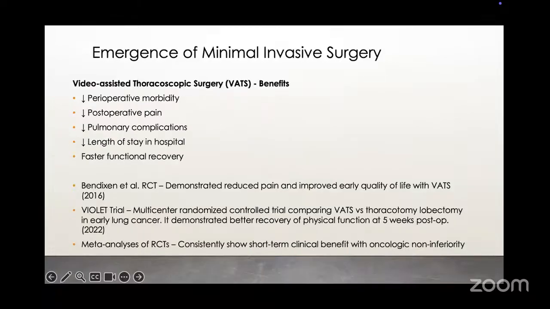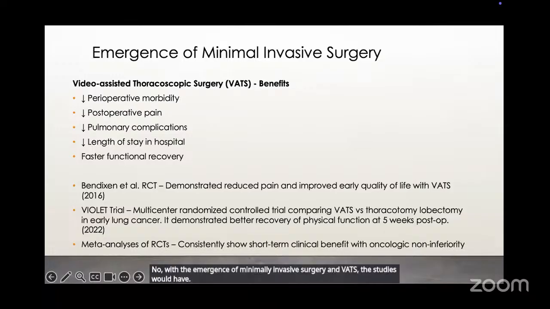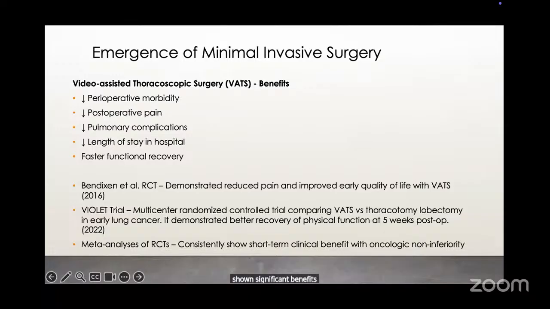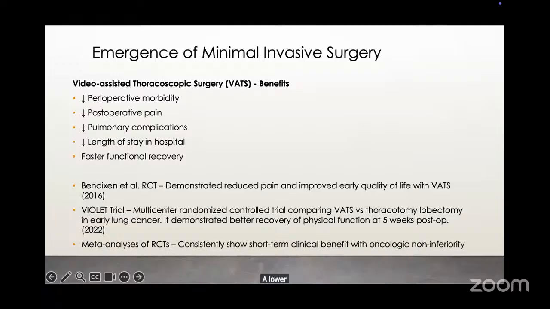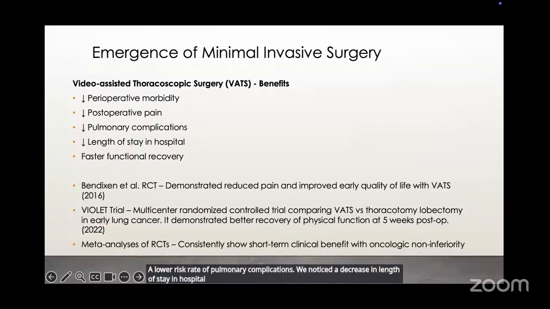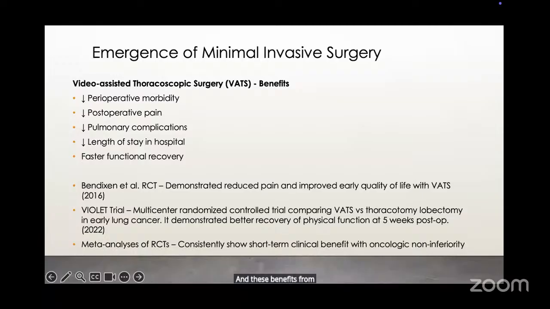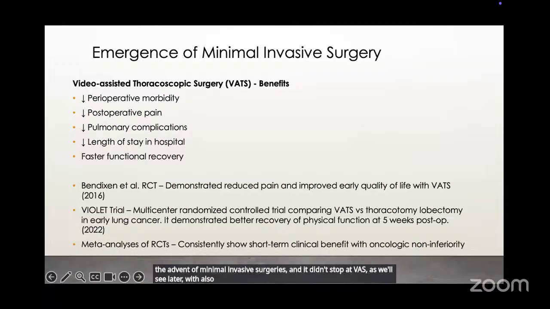Now, with the emergence of minimally invasive surgery and VATS, the studies have shown significant benefits. These include decreased perioperative morbidity, decreased postoperative pain, and a lower rate of pulmonary complications. We noticed a decrease in the length of stay in hospital and a faster functional recovery. These benefits from minimally invasive surgery pushed the advent of minimally invasive surgeries, and it didn't stop at VATS, as we'll see later, with newer technologies also being developed.